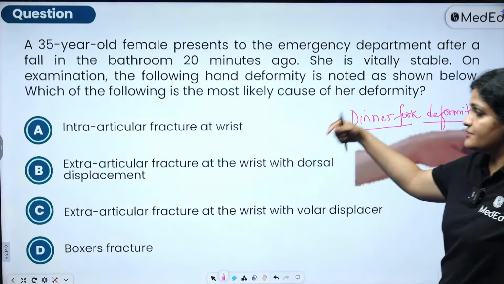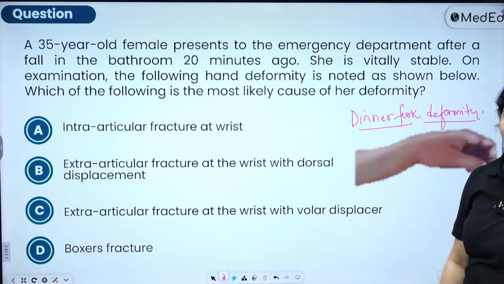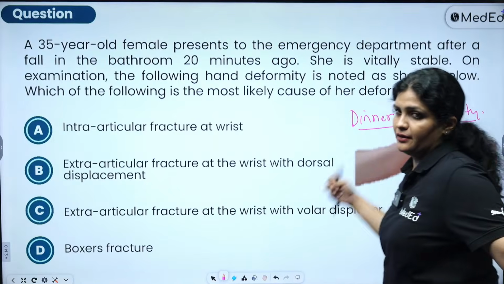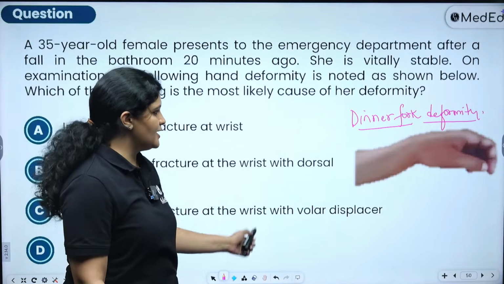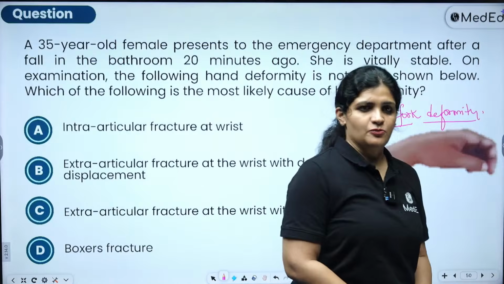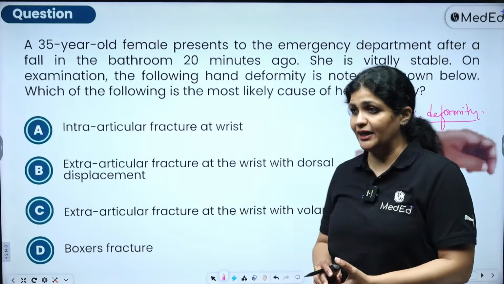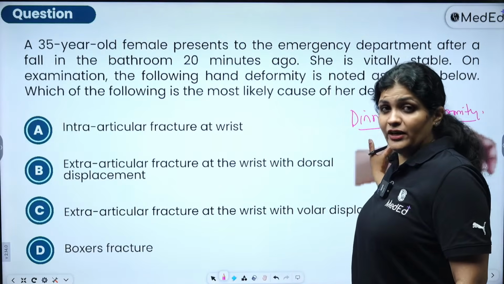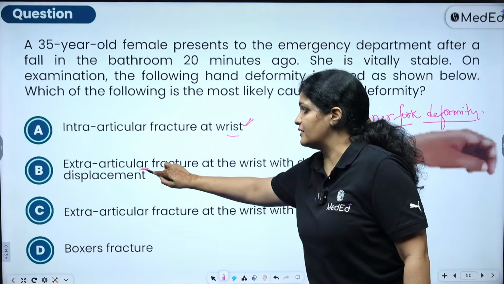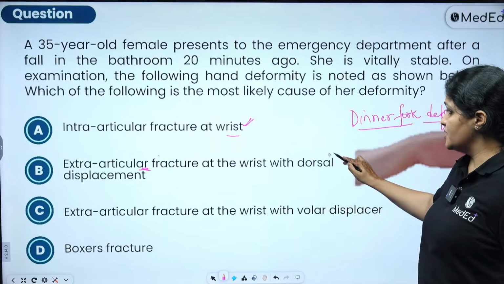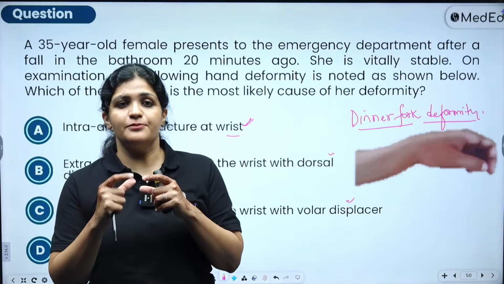Now tell me what the dinner fork deformity is in terminology. Whether it is an intra-articular fracture or an extra-articular fracture with dorsal or volar displacement, or a Barton's fracture. What is the name given to this particular dinner fork deformity whenever you see the fracture? What is a Colles fracture according to this? Is it A, B, C or D? Yes, we all know it is a Colles fracture, but you have to know the concept. INICET is testing the depth of knowledge. Everybody can answer that it is a Colles fracture, a fracture of the wrist, an extra-articular fracture. Now it comes to whether this is a dorsal displacement or a volar displacement. So understanding the depth of the concept is what is required.